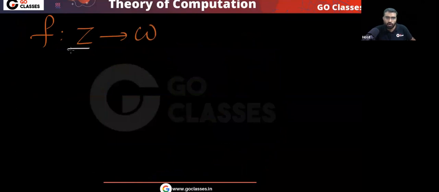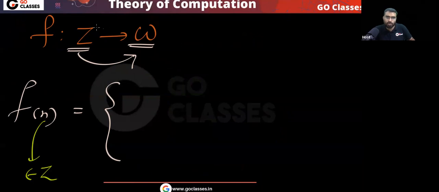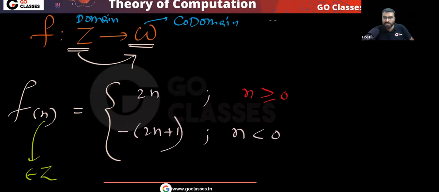I hope you understood the idea. See, this is the simple idea. From integers to whole numbers, I'm creating a mapping and I'm saying f of n. Remember, n belongs to integers, because your domain is integers, and your codomain is the set of whole numbers. Now, if n is greater than or equal to 0, then you map it to 2n. And if n is less than 0, then you map it to minus 2n plus 1. You can check.